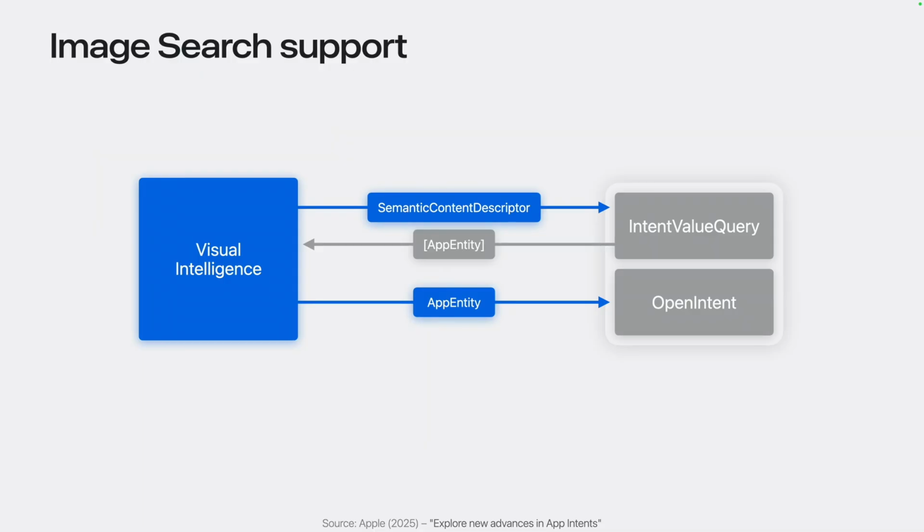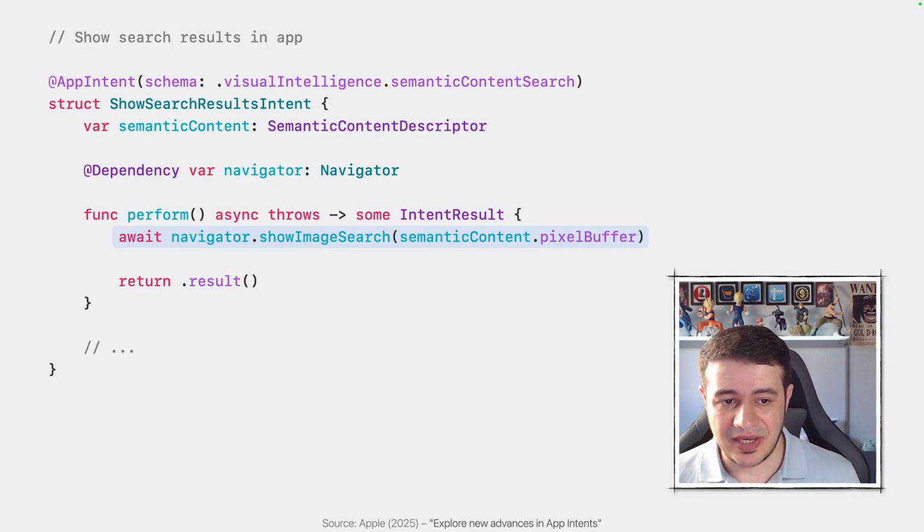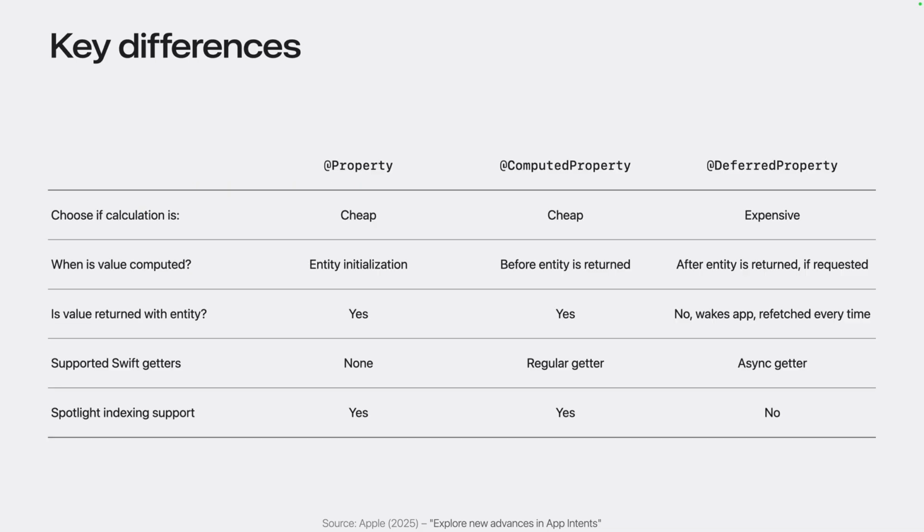And you can support both of these, but there is also another kind of intent, which is semantic content descriptor based for visual intelligence. So when users take a screenshot or take a photo and then just circle some part of that screenshot, your app can integrate with that and get some information and look something up. And the way this works is you get a semantic content descriptor in which you can find the pixel buffer of the region the user has circled, and then you can do whatever action your app does, like look up some kind of image and provide some intelligence there.